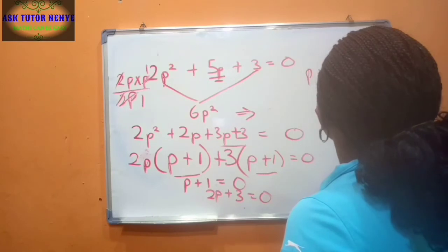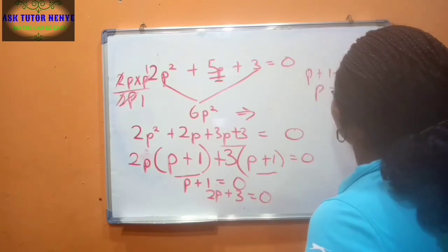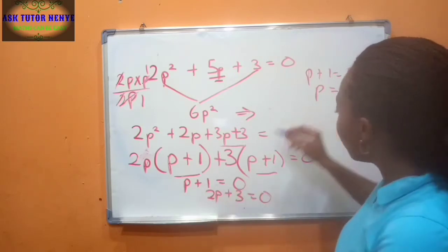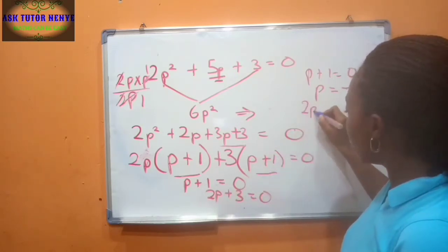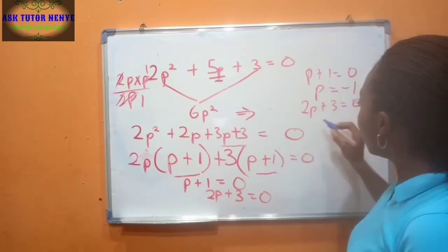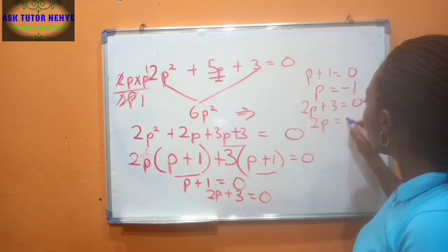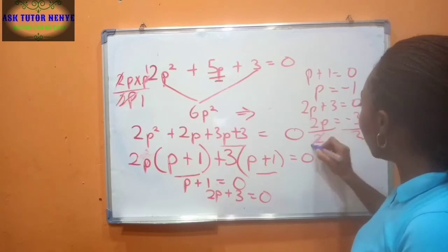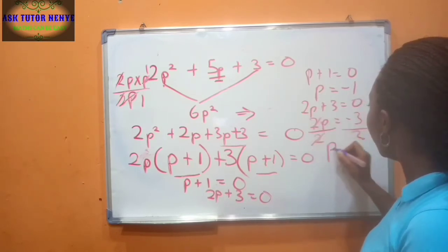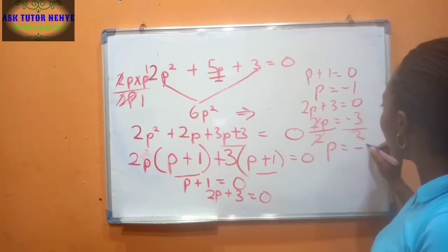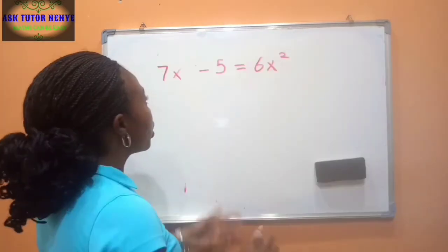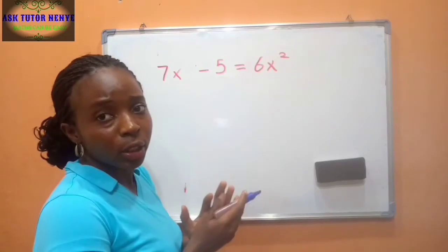p plus 1 equals to 0. p is equals to what? Minus 1. Okay, and then we have 2p plus 3 equals to 0. We're going to have 2p equals to minus 3. Divide both sides by 2. By the time we divide both sides by 2, we're going to have p is equals to what? Minus 3 over 2.